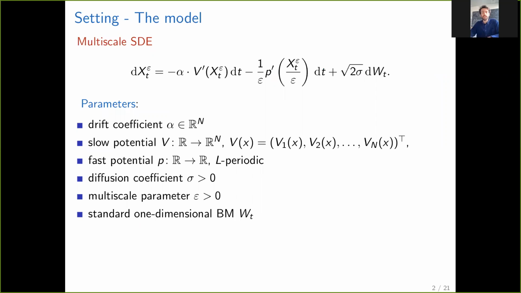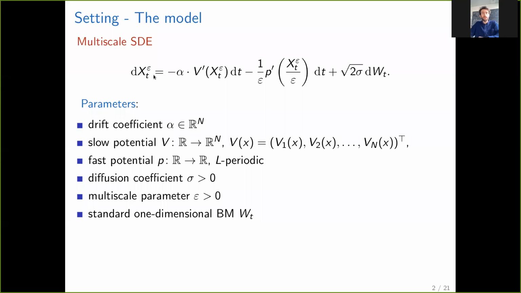So let's see which model we are interested in. We are interested in this multiscale SDE of the overdamped Langevin kind, where for simplicity we talk here only about the one-dimensional SDE.